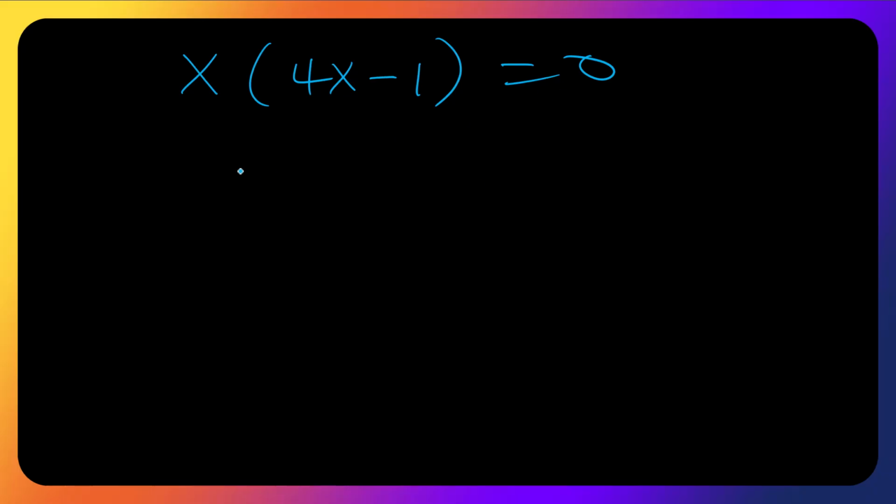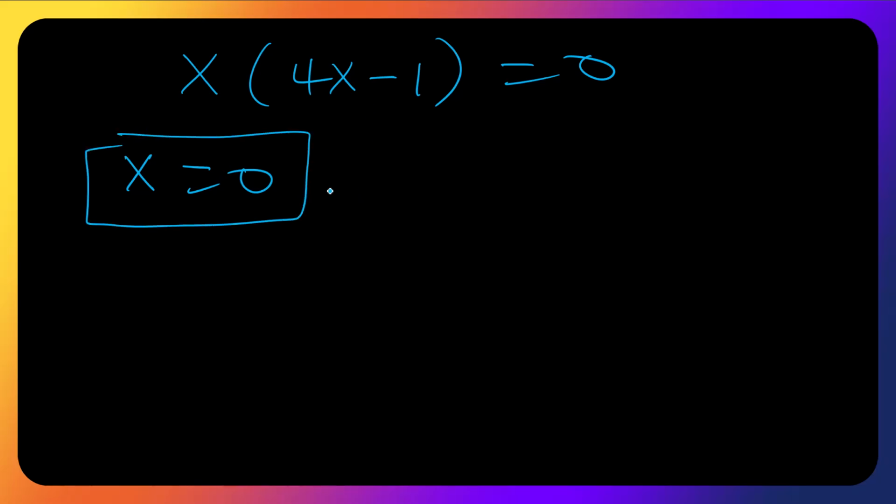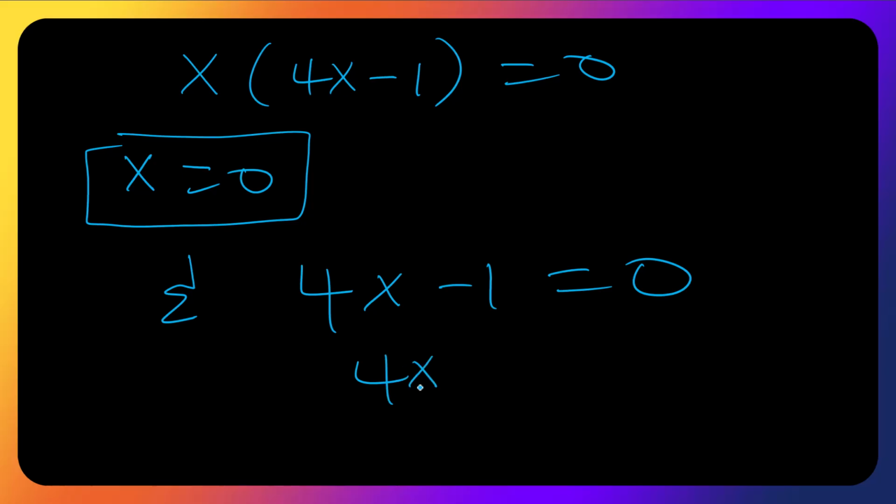So this one is a zero product, which means the first answer is x equals 0. And also 4x minus 1 is equal to 0. That will be 4x equals 1, so x equals 1 over 4. Alright, so that is that.